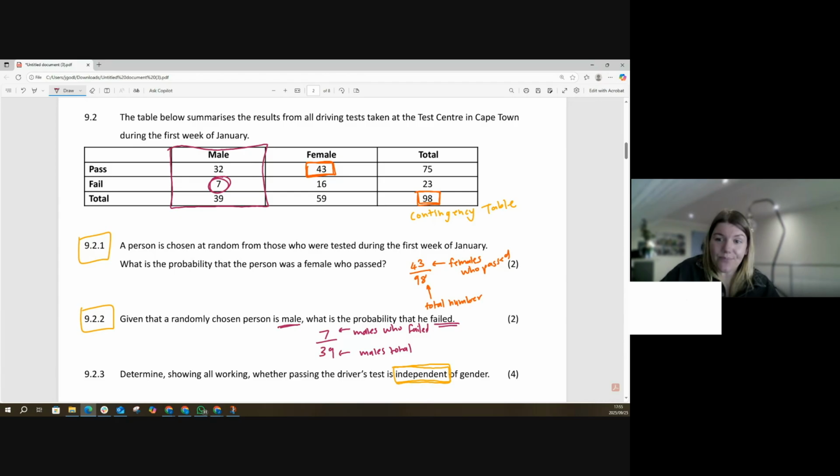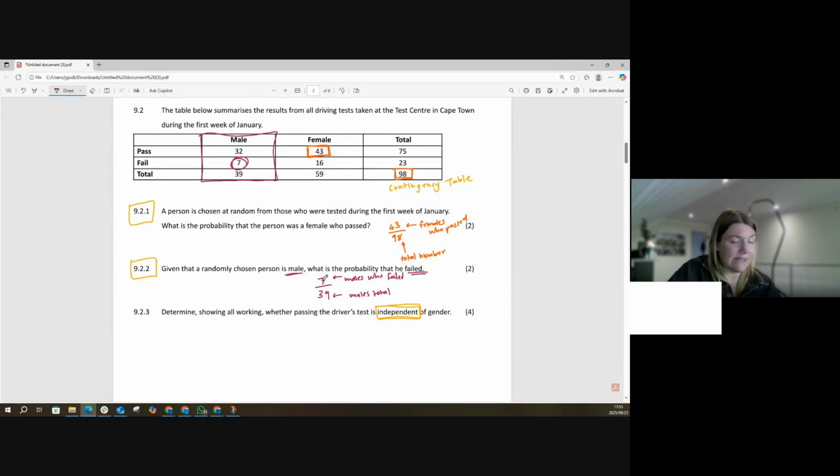Okay. Does anyone have any questions about those first two questions before we dive into the independent question? Okay. I'm just going to zoom out a little bit so I can write some things.